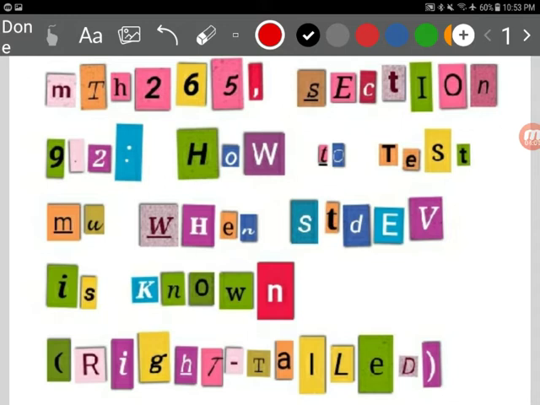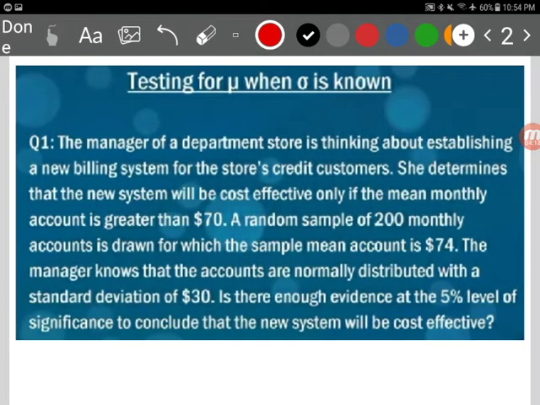Now, we have gone over the vocabulary. So now let's go to page 437 in our textbook, and let's look at the procedure of how to test the population mean when the population standard deviation is known. You have this scenario in front of you. Very important that you read this to yourself. And I want to point out a few key points in this question.